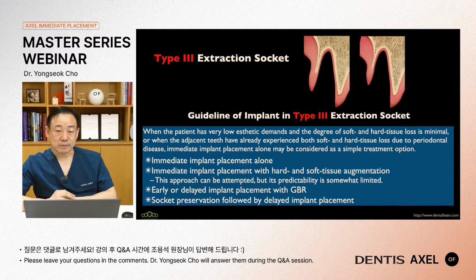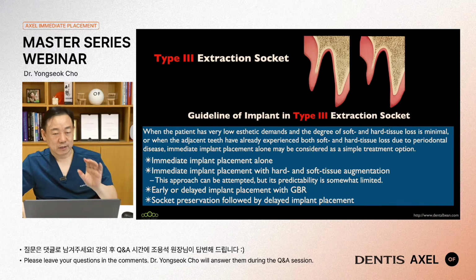However, in many severe type 3 cases, which recess soft tissue too much, we cannot do such an option. At that time, it is better to do delayed or early implant placement. There are two options in type 3 extraction socket, depending on the condition of the extraction socket.